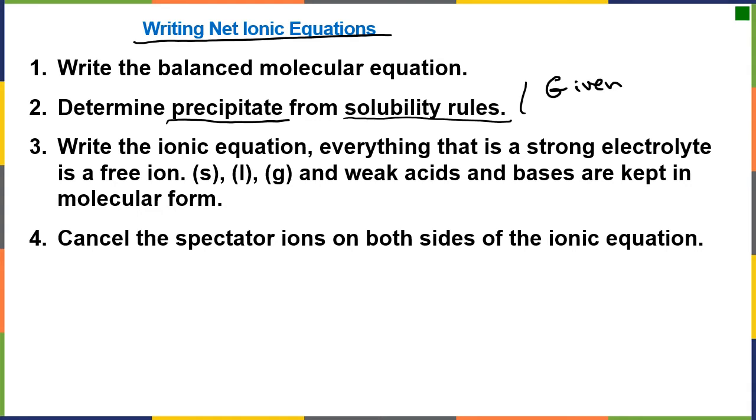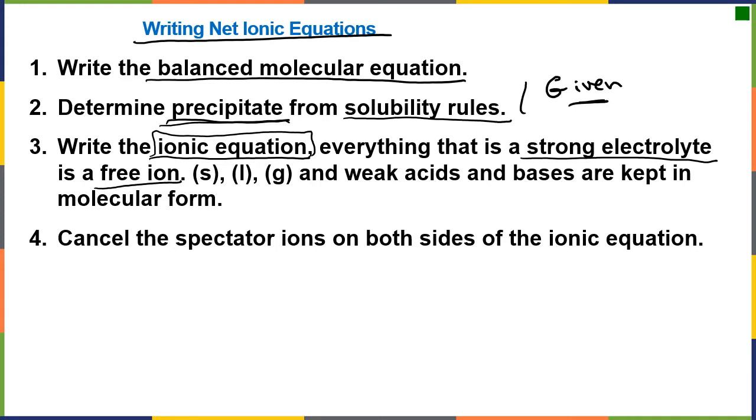So if you're not sure what these are, go to the exam tabs and look at your equation sheet and realize that we give you the solubility rules. We're going to have to write our balanced equation. We're going to determine the precipitate from the solubility rules. We're going to write the ionic equation. And in this case, when we write our ionic equation, and don't lose the fact that that's ions, everything that is a strong electrolyte, totally ionized in water, will be a free ion by itself with its charge. If it's a solid, liquid, or gas, or a weak acid or base, they will be kept in molecular form.